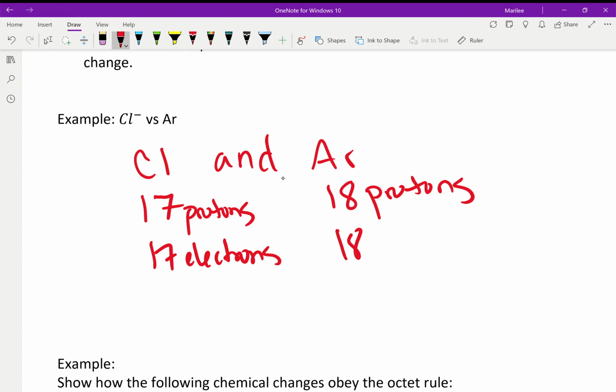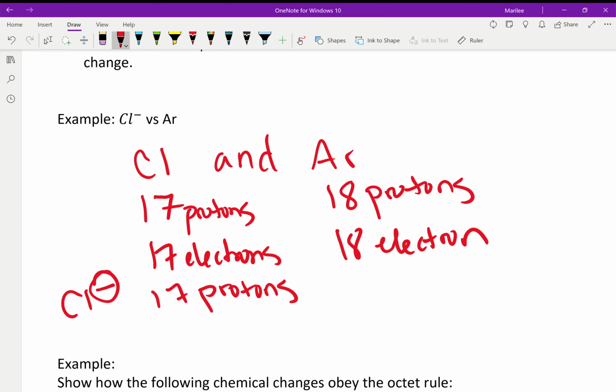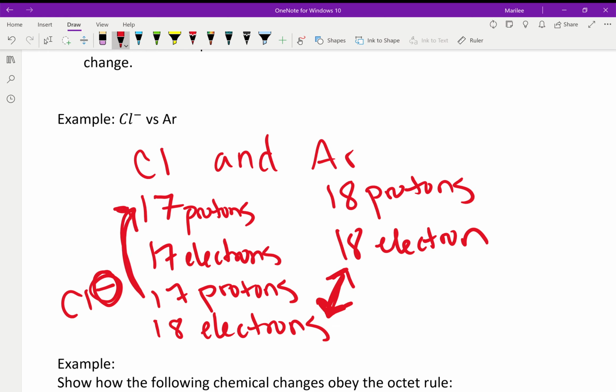Ar has 18 electrons. But when we have our Cl minus, the Cl still remains the 17 protons, but this minus indicates that we have one additional electron, so therefore Cl minus will have 18 electrons. So the electrons are identical to the argon electrons, but the protons remain identical to the Cl. Does that make sense?